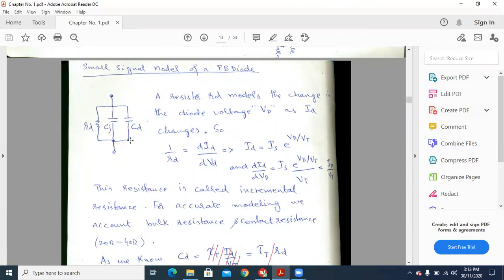So we have the total capacitance CJ and CD. They are in parallel if we sum these two capacitance values, and we have the resistance of the diode, which is modeled as RD. And how to model the resistance of the diode, because it is in fact a function of the current with respect to the voltage. So that is equal to 1 by RD. So you can take the derivative, and you will find the value of dID by dVD is equal to ID by VT.